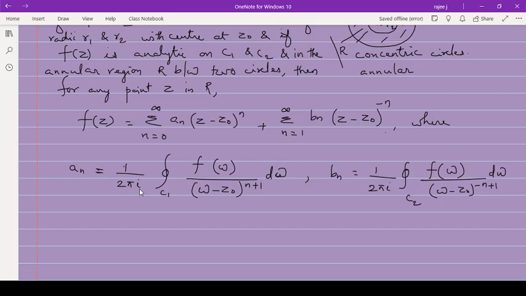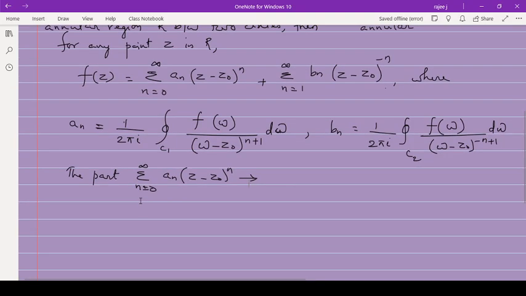Now if you look at this positive part, the part a_n, this is very important. The part summation n equal to 0 to infinity of a_n into (z minus z0) raised to n consists of positive powers of z minus z0, or if z0 equals a, you can write it as (z minus a) the whole raised to n. I am keeping it as z0 only. Then this part is called the analytic part.